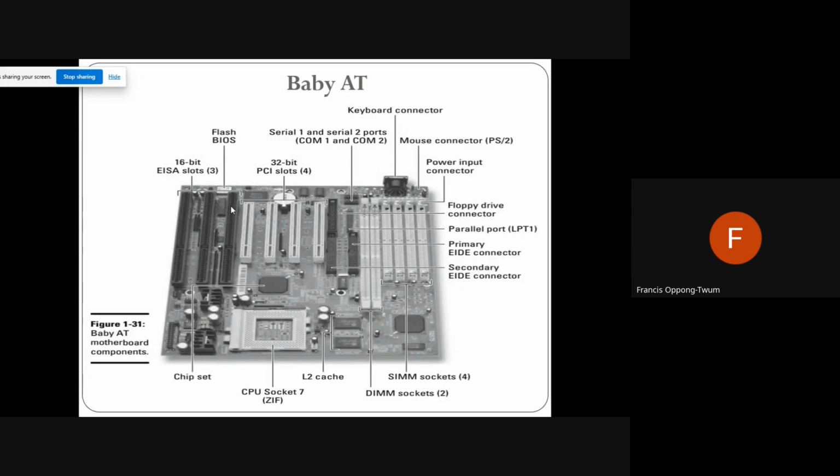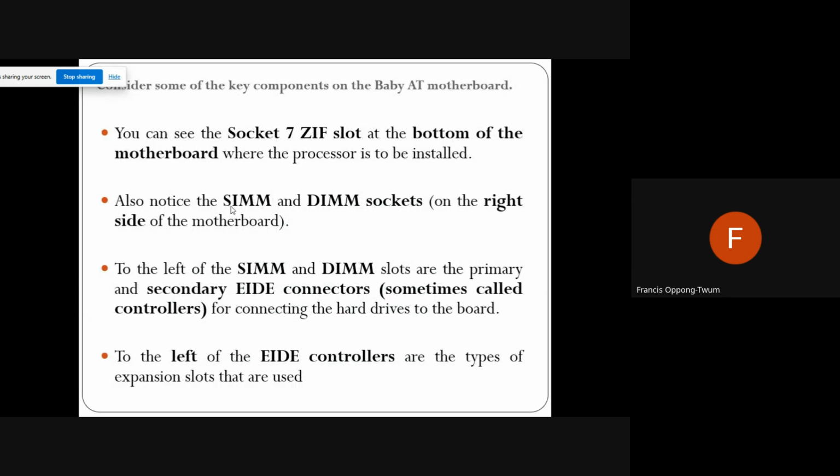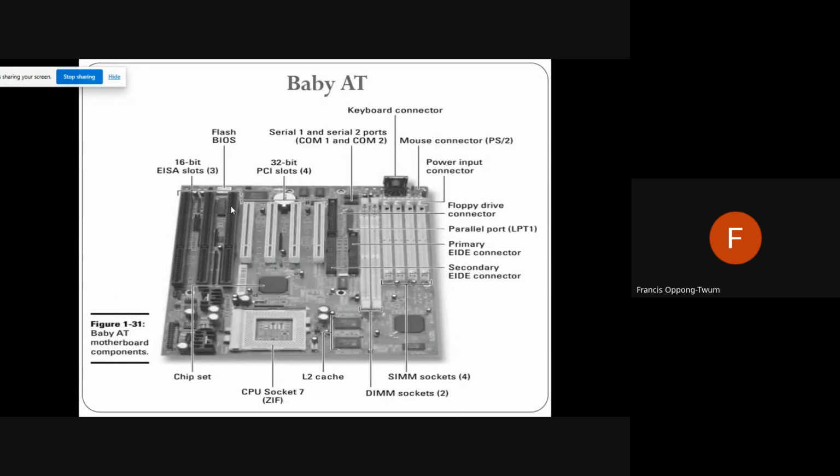And so let's look at that. This is a typical baby AT motherboard, which currently I doubt is still in the market. Let's consider some of the key components on the baby AT motherboard. You can see the ZIP socket or the ZIP slot at the bottom of the motherboard. Also, you can notice the SIMM and the DIN socket on the right side of the motherboard. This is the motherboard that we are talking about.